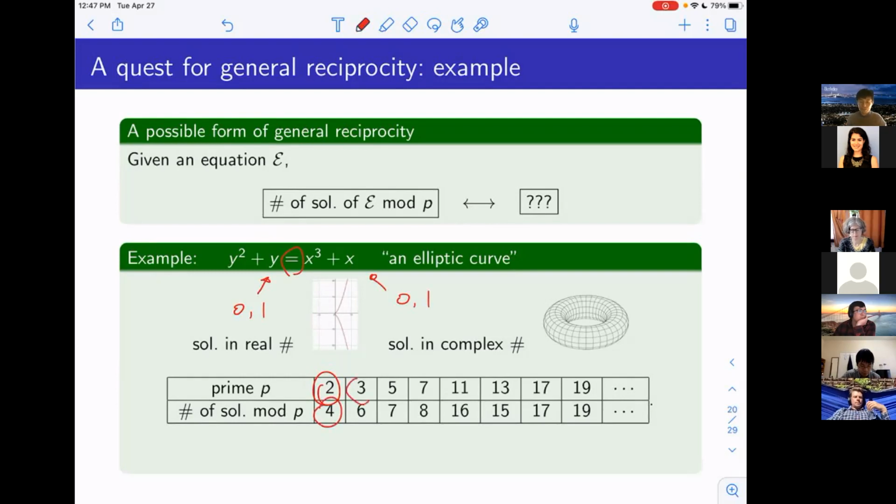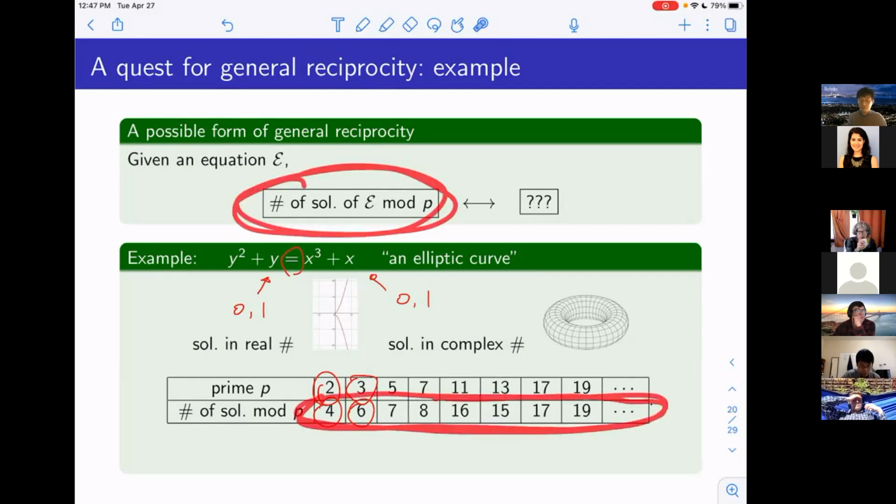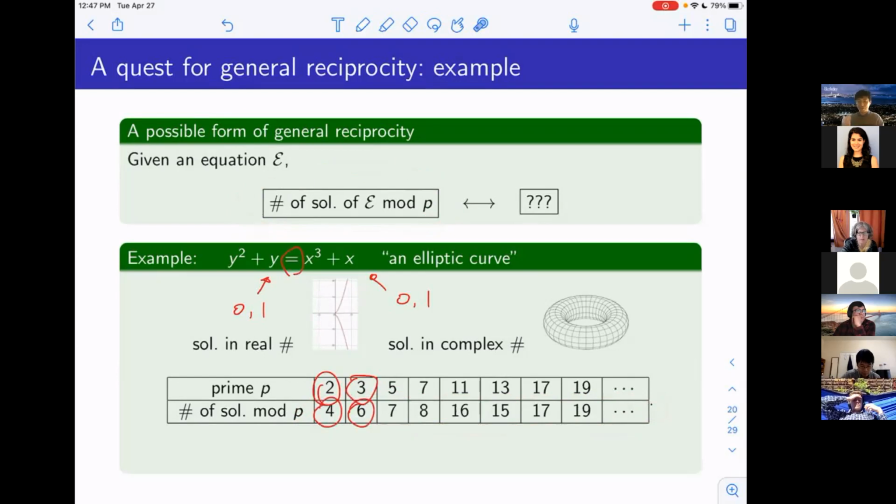But in general, modulo 3, you will have 9 cases, and then only 6 of them will be a solution modulo 3, and just keep going to make this table. But then the question is, what's on the left-hand side is now these numbers. You just count the number of solutions modulo each prime, and then is there anything that encodes these numbers somehow? It's like in biology, maybe you're reading a gene of something, and then you want to find the same gene in some other animal or whatever.